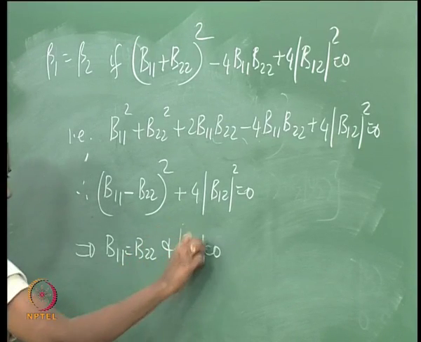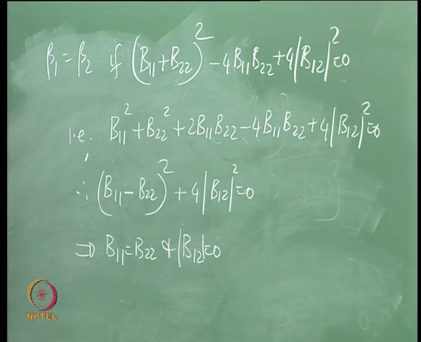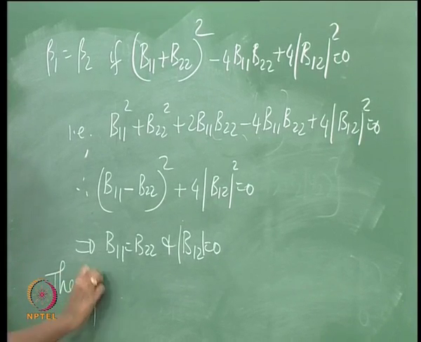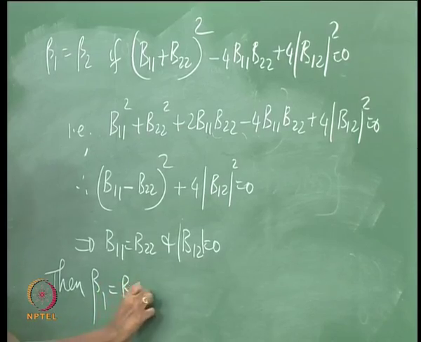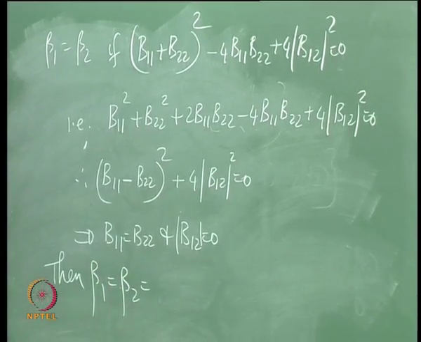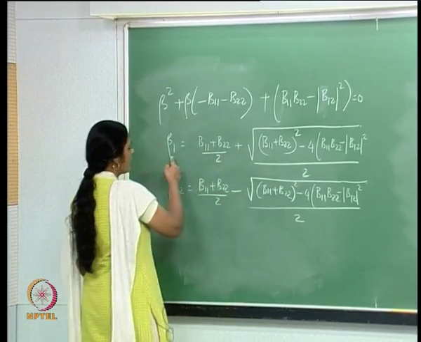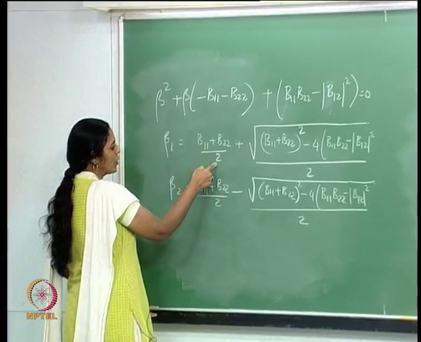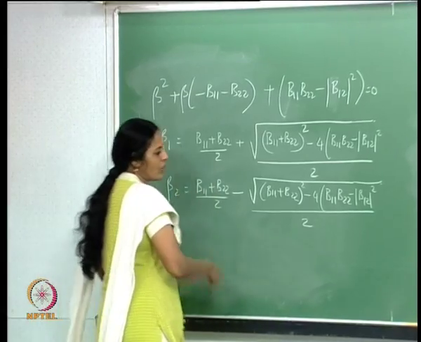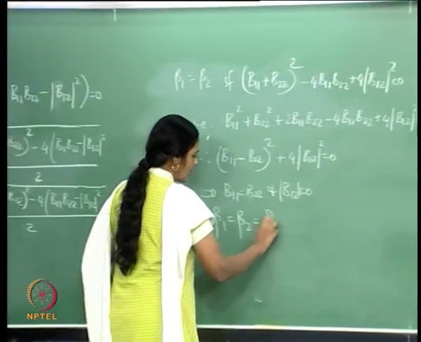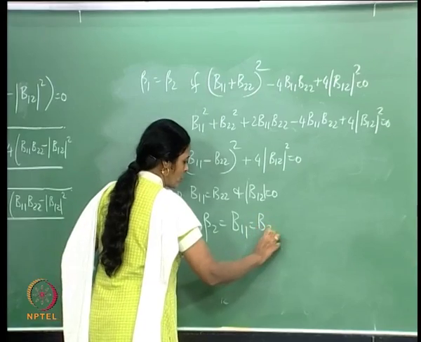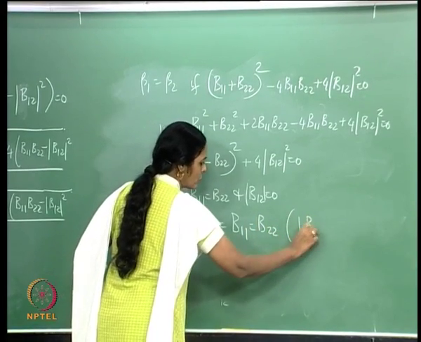I could write modulus of B12 is equal to 0. Then beta 1 is equal to beta 2. From here, this is just B11. This term drops out, and so beta 1 is twice B11 by 2. Beta 2 is also twice B11 by 2. So, that is B11, but that is the same as B22. Remember, mod B12 is equal to 0.